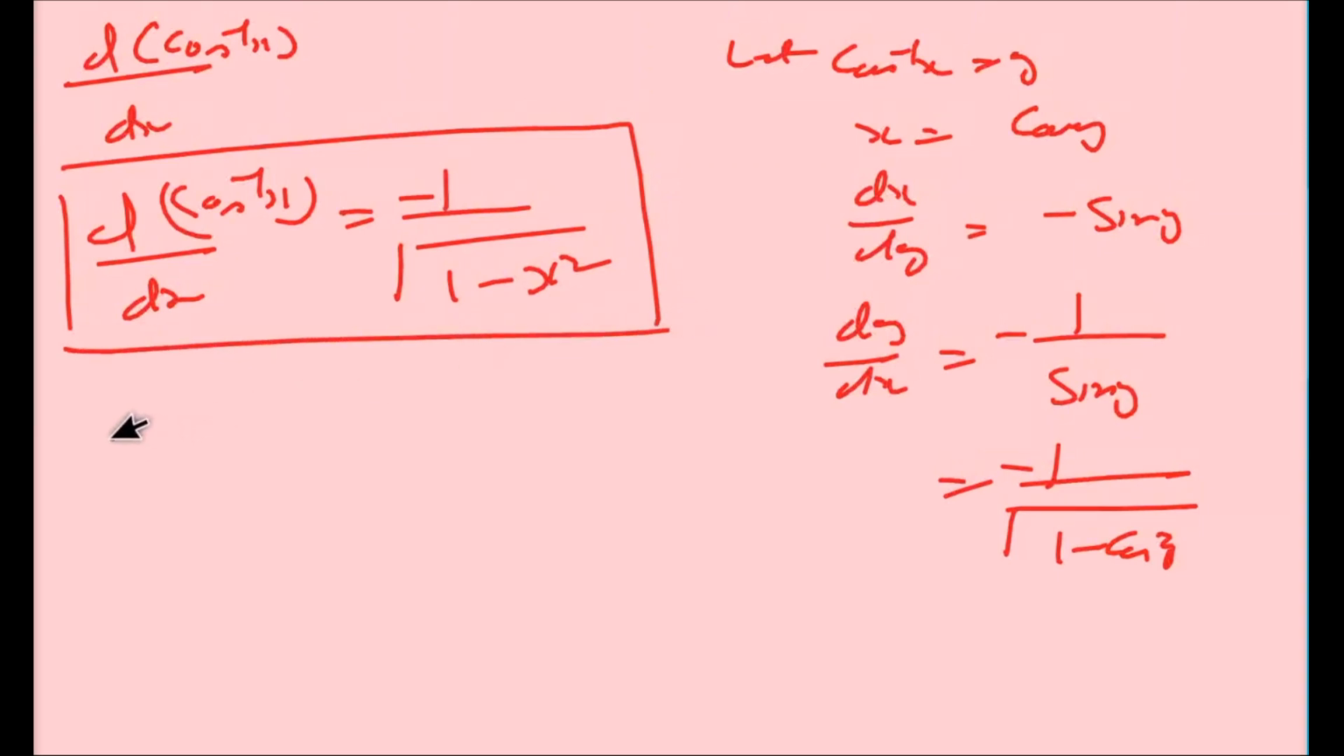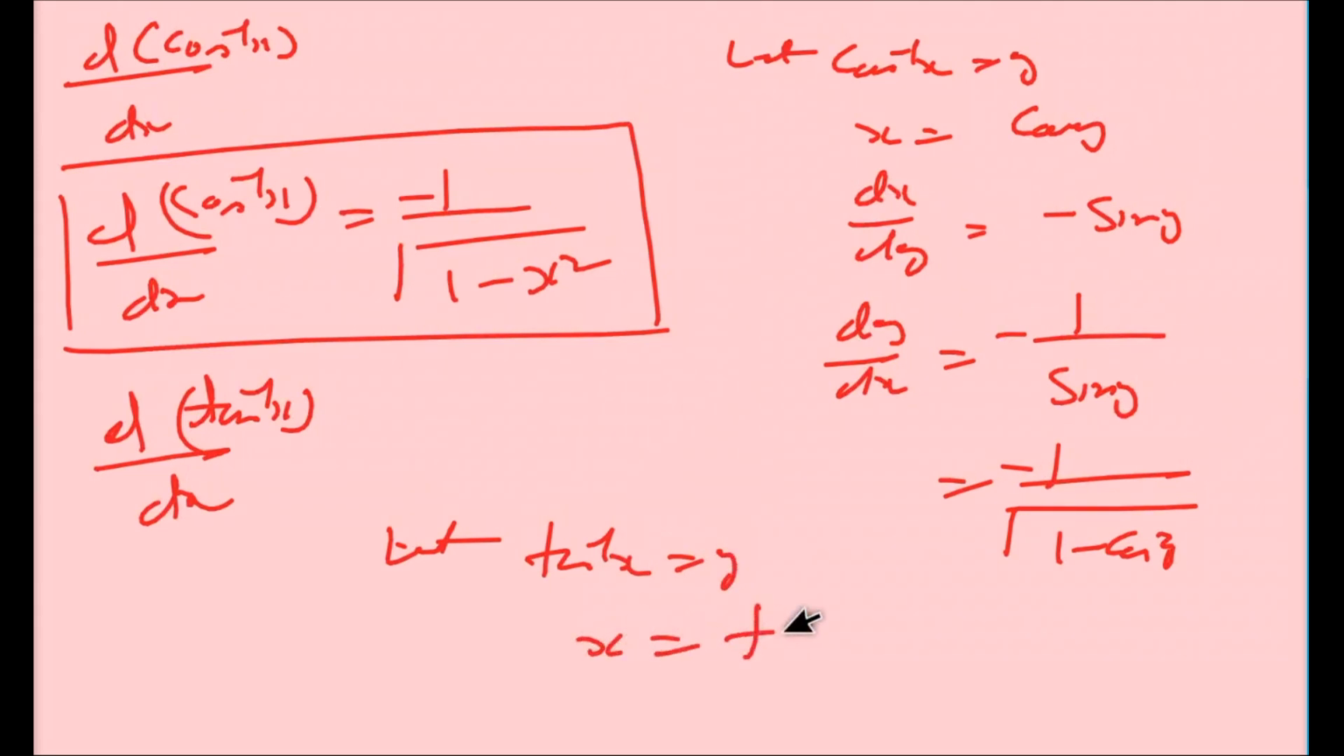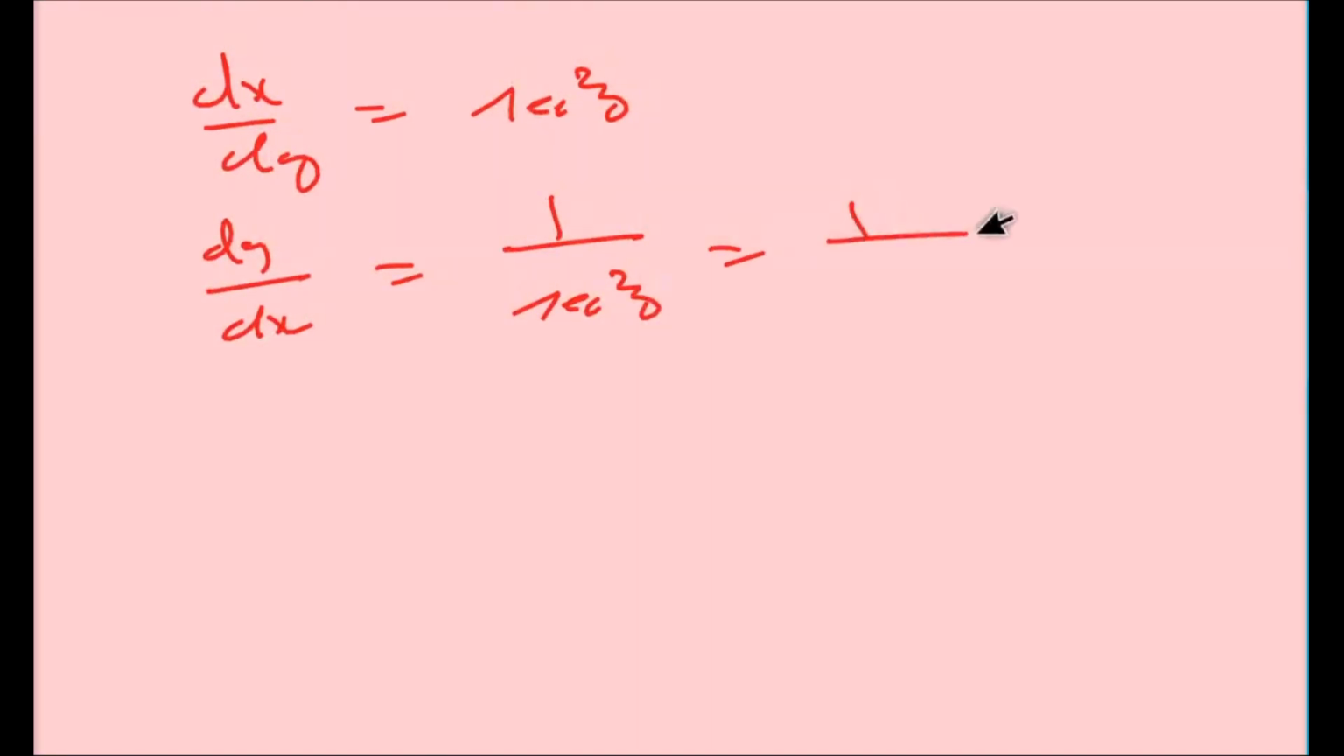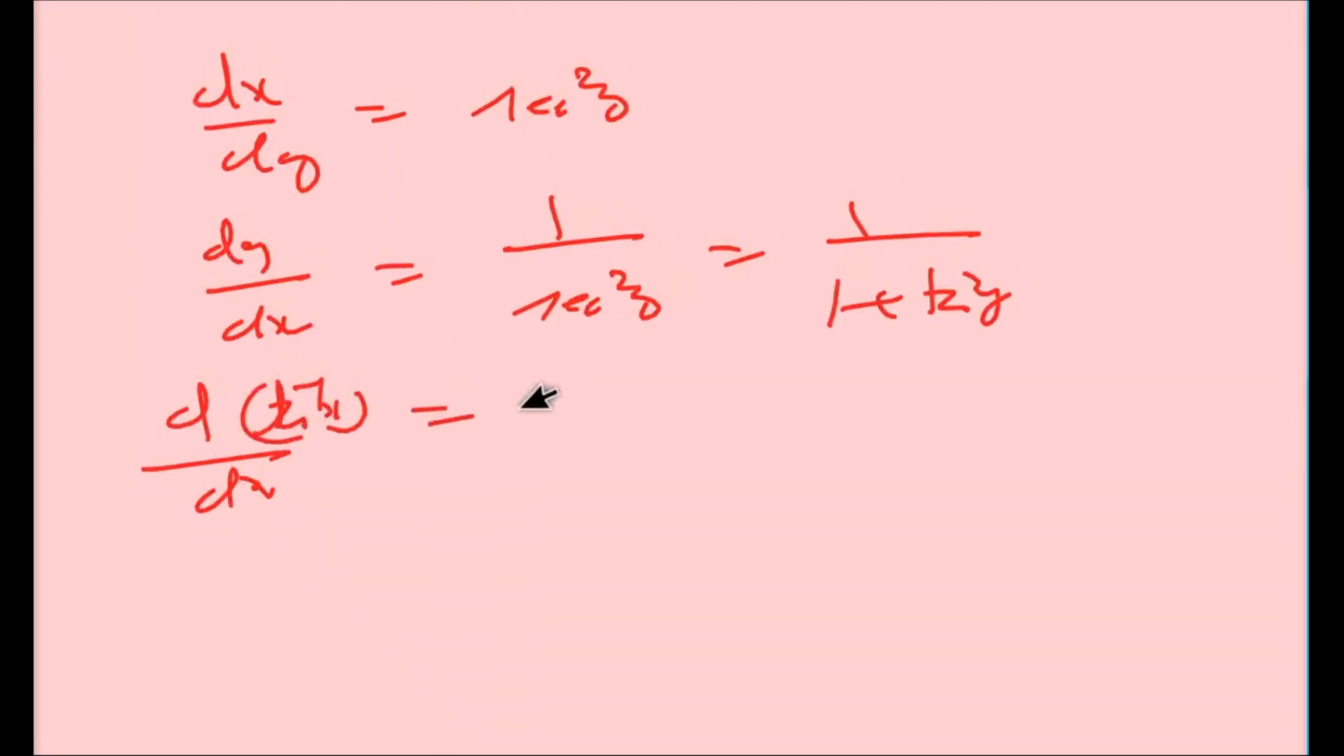Okay. Similarly, we can find the differential of tan inverse x. So let tan inverse x equal to y, x equal to tan y. So dx by dy equal to sec square y. So we can find dy by dx equal to 1 upon sec square y, which is 1 plus tan square y. So we can find the differential of tan inverse x equal to 1 upon 1 plus x square, since tan y equals x. Okay.